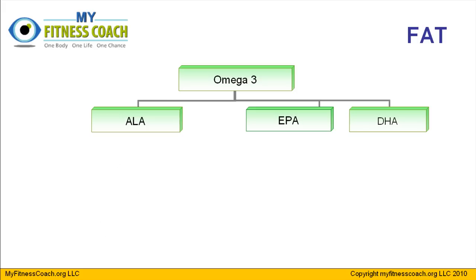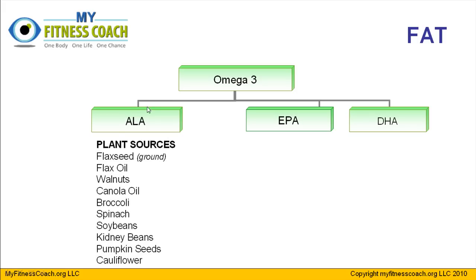So let's take a look at some of those examples then that you're going to get from plant sources. Again, ALA comes from plant sources, and these plant sources need to be converted to EPA and DHA. You get them from ground flax seeds, flax oil, walnuts, canola oil, broccoli and spinach, soybeans, kidney beans, pumpkin seeds, and cauliflower. And as you probably are wondering, there's more here listed than I listed in the last part, and that's because some of these contain at least some amounts of omega-3s. Not as good as others like ground flax, flax oil, walnuts, canola oil, broccoli, and spinach, but indeed soybeans, kidney beans, pumpkin seeds, and cauliflower do contain some omega-3 ALA sources.